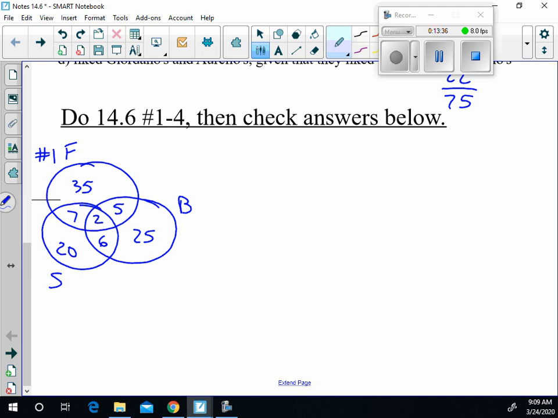Now, again, before I do anything else, let's add up the numbers and see if there's any that didn't like anything like we saw in our previous example. 20 plus 6 plus 25 plus 7 plus 2 plus 5 plus 35. I got 100, so there are none on the outside of this bubble. Okay, going over to number 2.